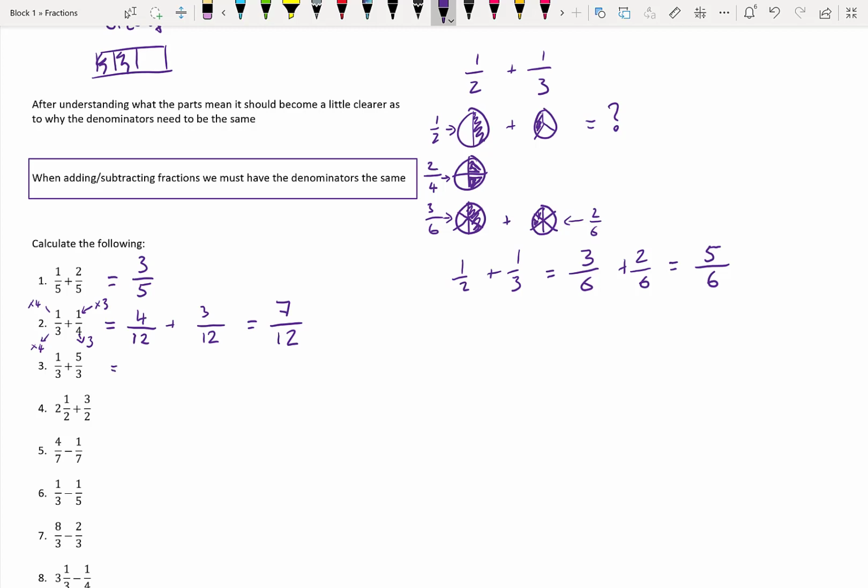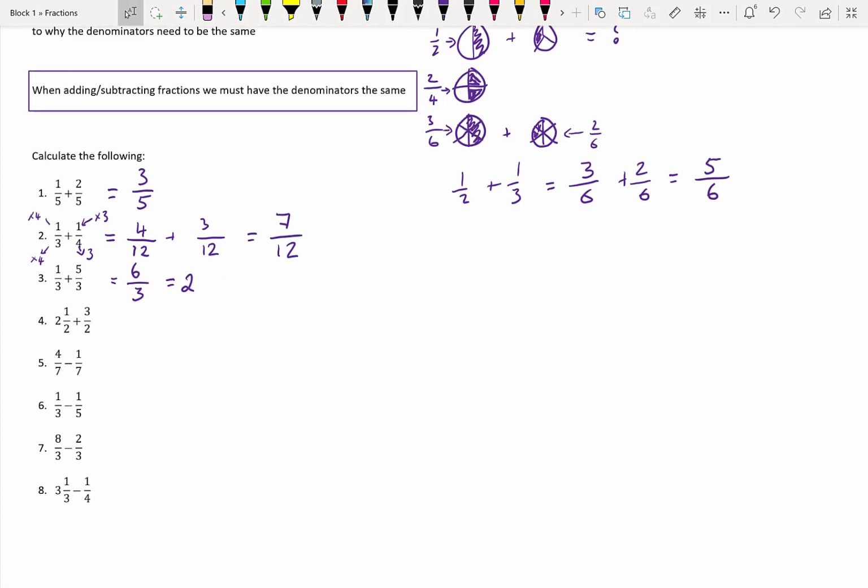Next example I've got then is 1/3 plus 5/3. Same denominator, so I can chuck that in. I've got 1 of them there plus 5 of them there. That gives me 6. So here I've got 6/3. What you're going to be expected to do when you're adding and subtracting is simplify your answer if it can be done. And so what we've got then is if we've got 6/3, that is the same as 2 whole. 6 divided by 3 is 2.